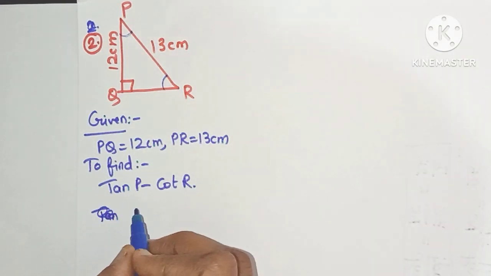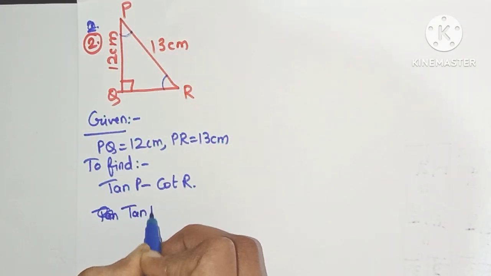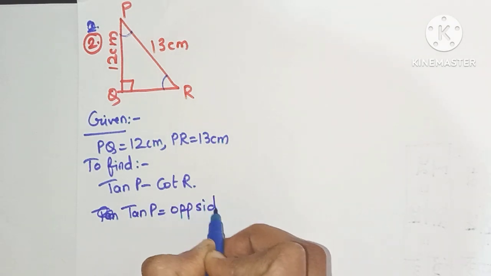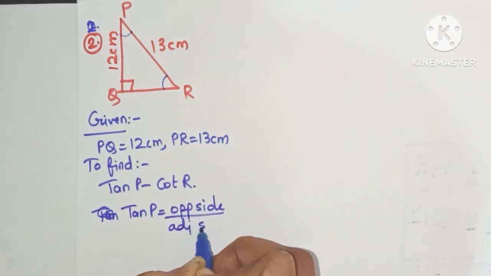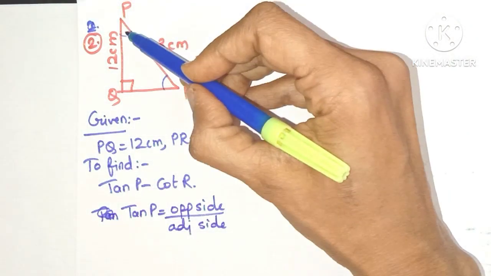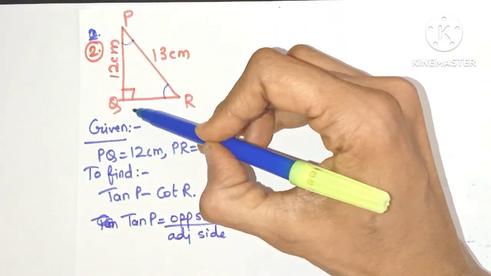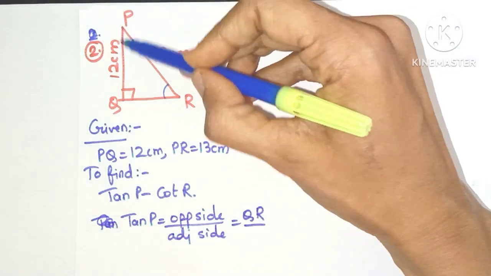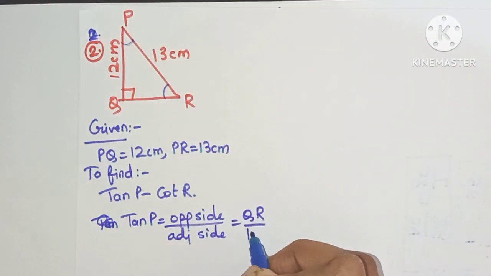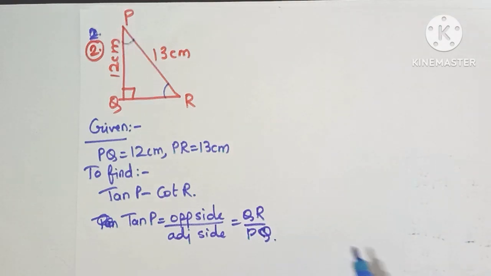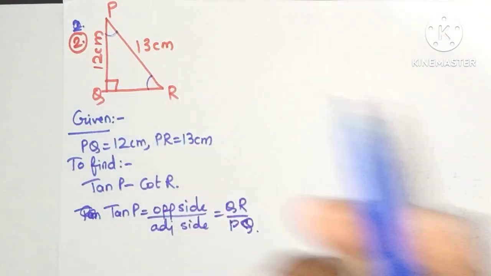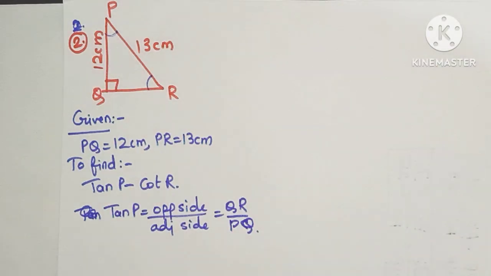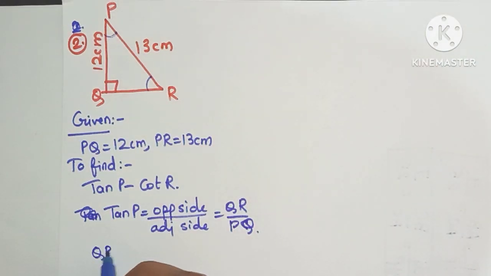So what is the definition of tan ratio? Tan P is nothing but, can you tell me? Yes, it's the opposite side divided by the adjacent side. So for angle P, which is the opposite side? Exactly, it is going to be QR. And what is the adjacent side? Yes, it's going to be PQ, right? But however, we don't know what is QR. We are only given PQ and PR. So what we need to now find is what is QR.